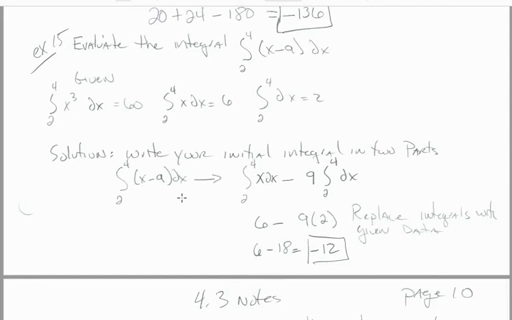We need to break our given integral into two different parts. Since we have a difference there, we can write it as the integral from 2 to 4 of x dx minus 9, pulling that out of the integral from 2 to 4 of dx. And then we just replace what's given. The integral of x dx is 6, and the integral of dx is 2. So we end up replacing 6 minus 9 times 2. So 6 minus 18 is negative 12. Any questions on that?